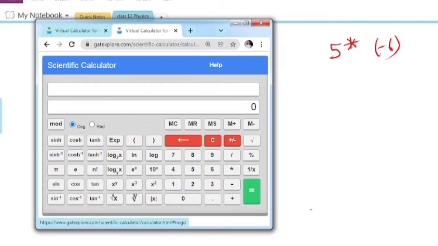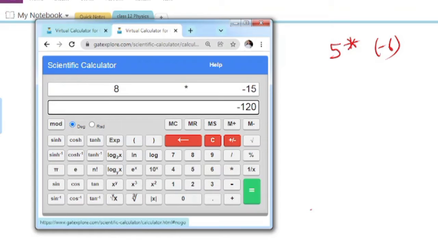Okay. Or if you want to calculate here 5 into 8 into minus 15, just put 15 here and use this symbol. Just equal sign and you get the value here.